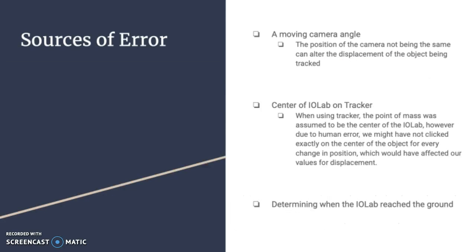Errors could have occurred from the position of the camera not being the same, which altered the displacement of the object being tracked, as well as the center of the IO lab on the Tracker being clicked not being exactly the same due to human error. And lastly, determining when the IO lab reached the ground probably wasn't always exactly the same.